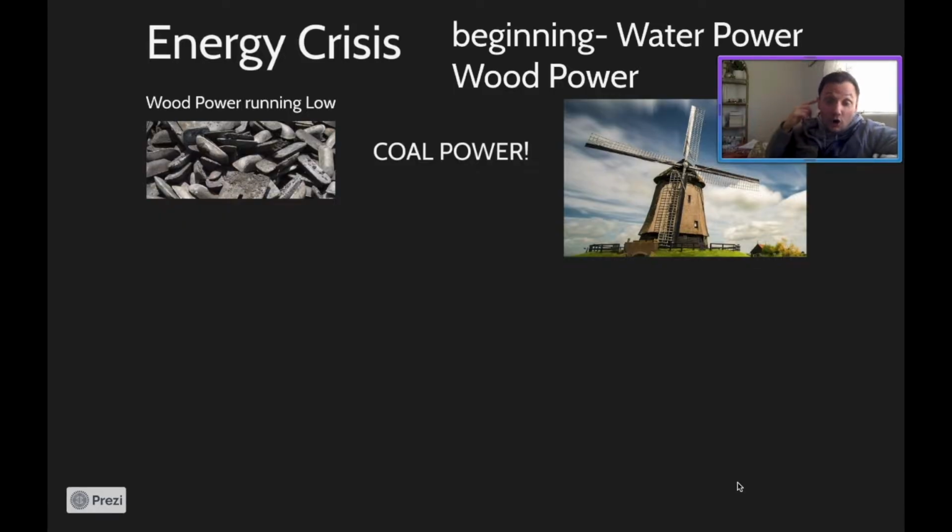We understand that coal power is really starting to take over and push everything forward, right? Now, wait a minute, though, pump the brakes. Where do you get this coal from? Where is it coming from? Well, another big reason why the Industrial Revolution started in Britain is because of their access to large coal deposits.